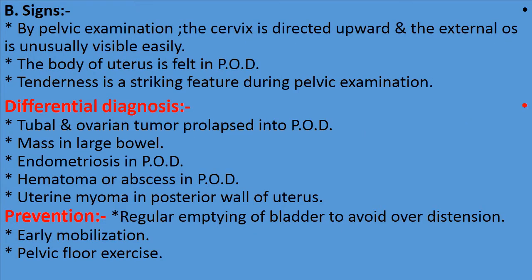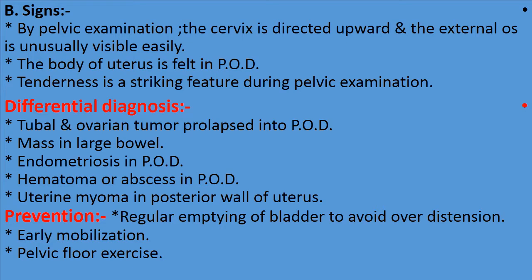The signs that help us in the diagnosis of retroversion come from the pelvic examination. The cervix is directed upward and the external os is unusually easily visible. The body of the uterus is felt in the pouch of Douglas posteriorly. Tenderness is a striking feature during pelvic examination.